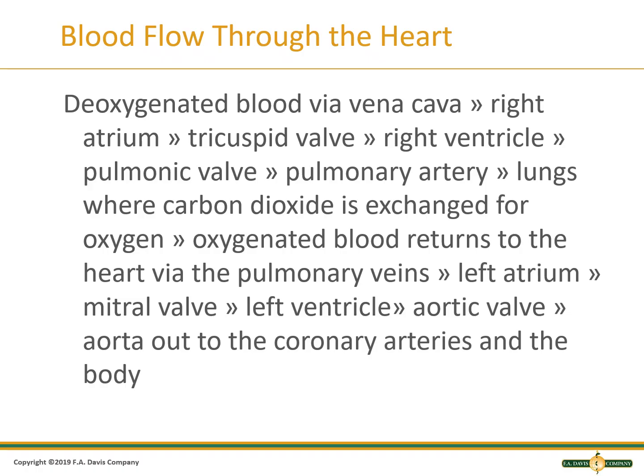right atrium, through the tricuspid valve into the right ventricle, through the pulmonic valve into the pulmonary arteries, to the lungs where oxygen and carbon dioxide are exchanged, now into the pulmonary veins, to the left atrium, through the mitral or bicuspid valve, into the left ventricle, through the aortic valve, into the aorta, and then out systemically, coronary arteries into the body. Please review that. Please learn that.